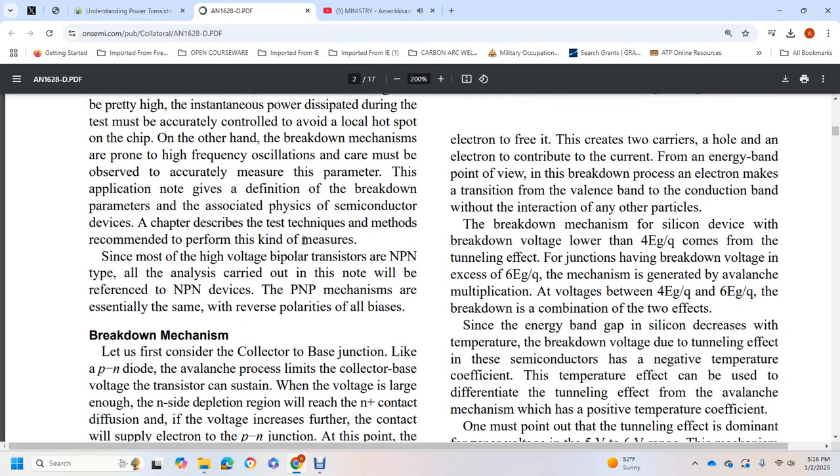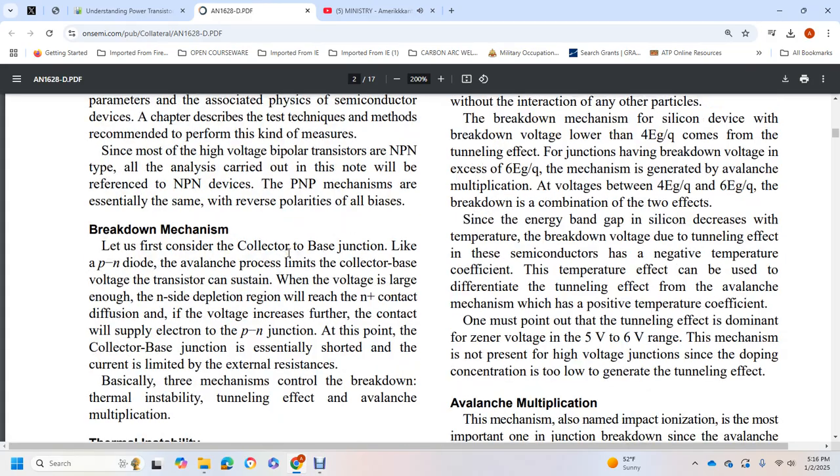Most high voltage power bipolar transistors are NPN type, so the analysis carried out in this note will be referenced to the NPN device. The PNP breakdown mechanisms are essentially the same, with the reverse polarities of all bias.